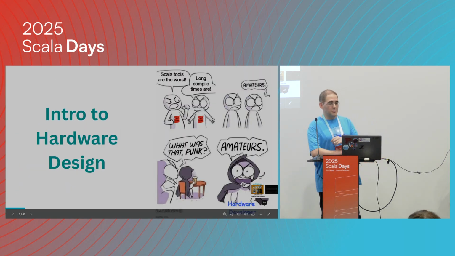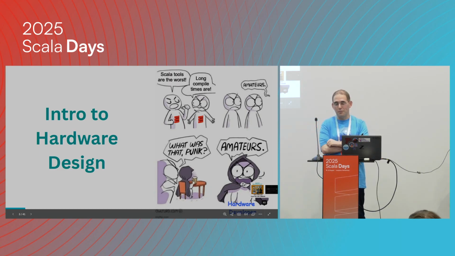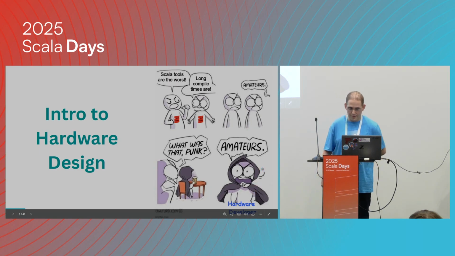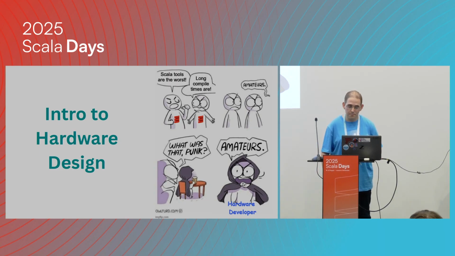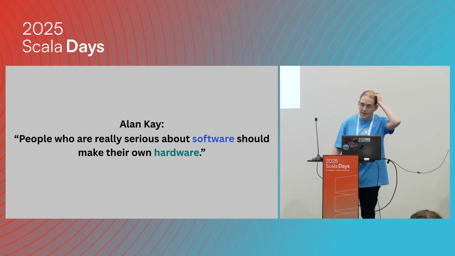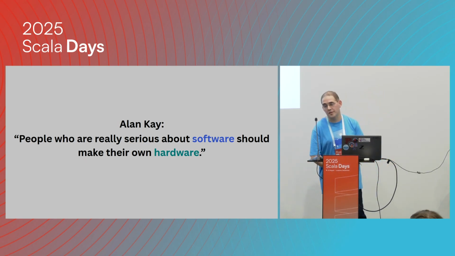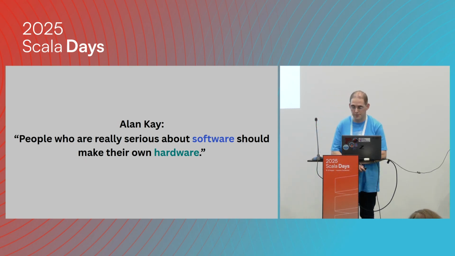So when we get into hardware design, I look at this meme and I think people complain about Scala tooling and Scala compile times, and basically you know nothing, like Jon Snow. The real problem is in hardware, and hopefully what we aim to do is simplify that using Scala. The late Alan Kay says, people who are really serious about software should make their own hardware. That's why you should really care about hardware.